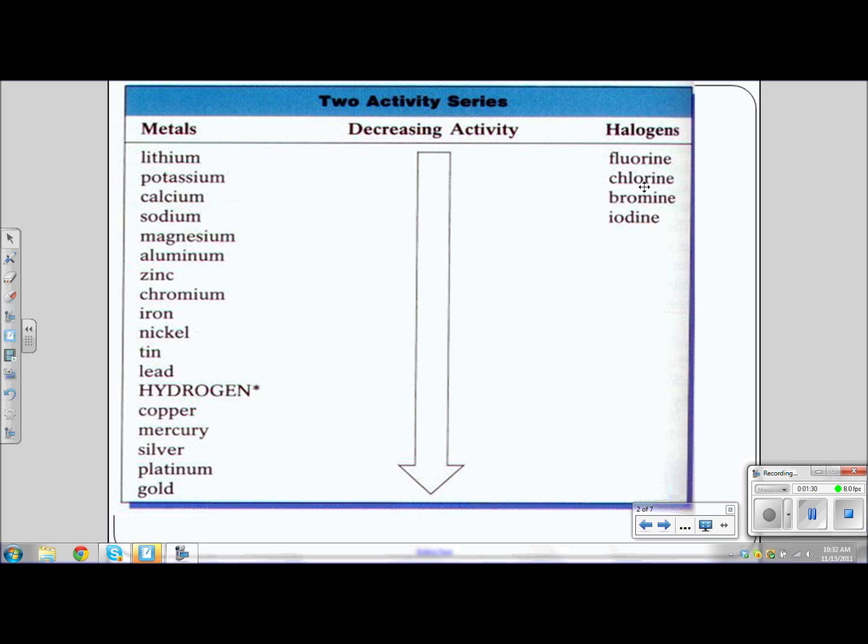When you look at the halogens, it is the same idea. We can replace some of the halogens depending on their location on the chart.